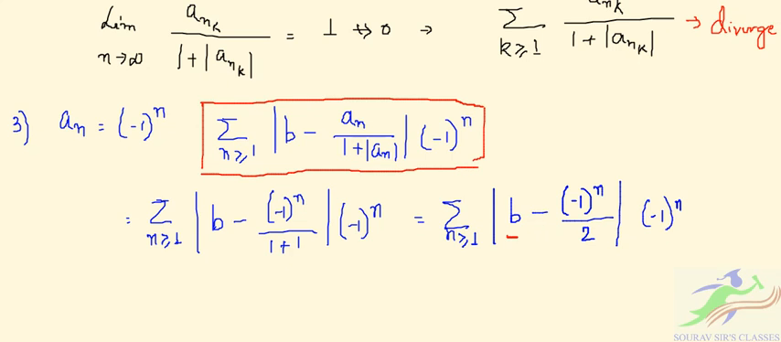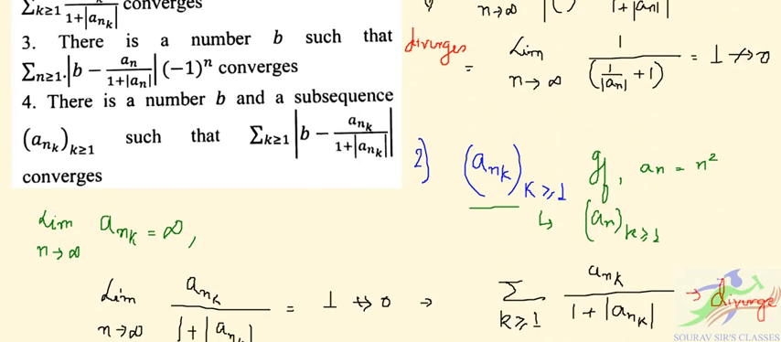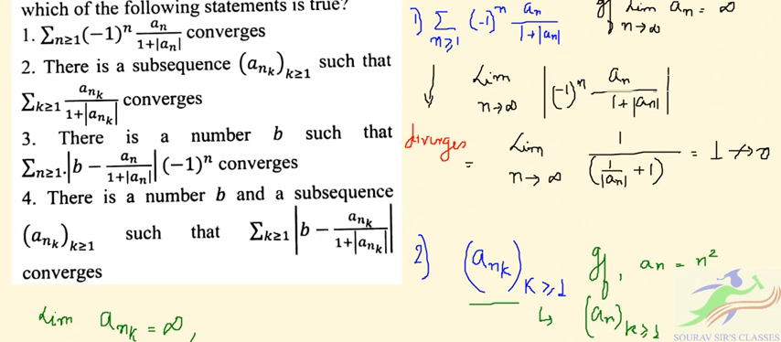So it is also diverging; this doesn't converge. So in our case, the three options are wrong and not true. The fourth option will be correct, that there is a number b and a subsequence a_(n_k) such that this particular series converges. So this will be our correct option, option 4.